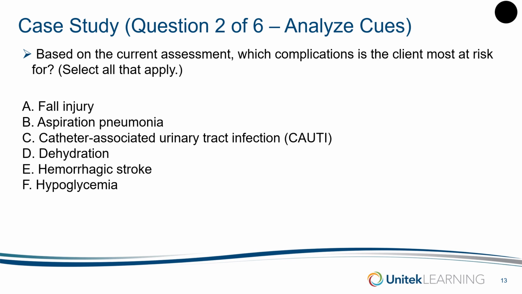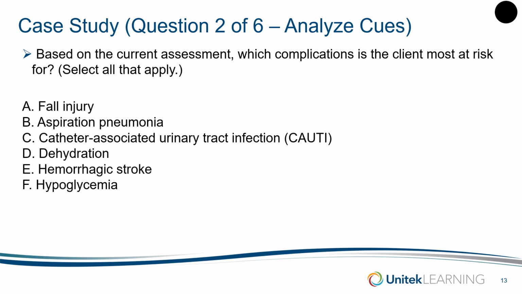Question number 2 of the case study is all about analyzing cues. So question number 1 is recognizing the cues. What do you see that could be an issue? And then question number 2 is always saying, okay, you've recognized the cues. Now, what do they mean? What are they in question number 1? What do they mean in question number 2? So you can see this says, based on the current assessment, which complications is the client most at risk for? And it's a select all that apply. I know these are everyone's favorite questions, haha.